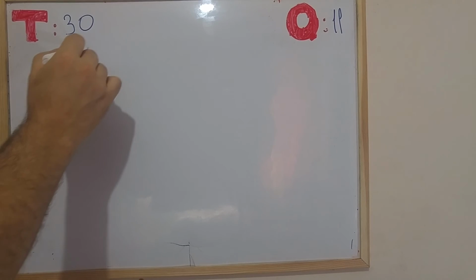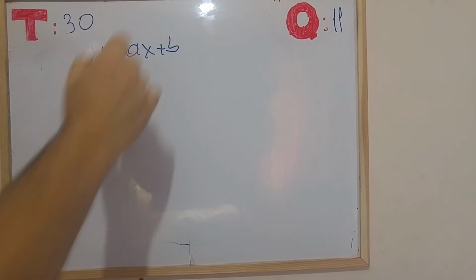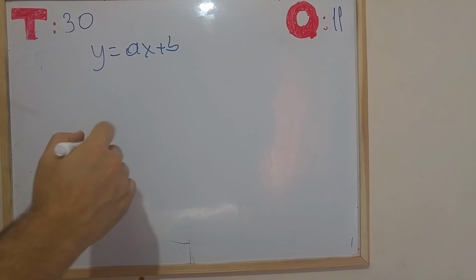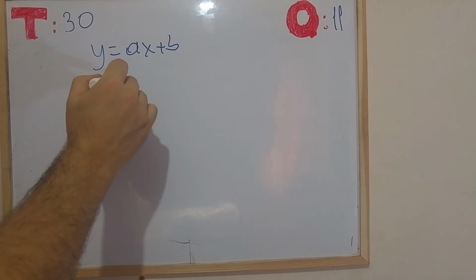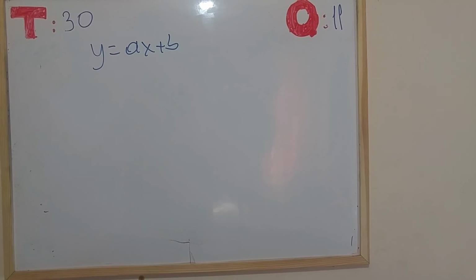Linear equations are in the form of y is equal to ax plus b, and there's no x squared in this equation. Therefore, only the choice D matches with this, which is y is equal to x plus 4. Therefore, the only linear equation is y is equal to x plus 4.